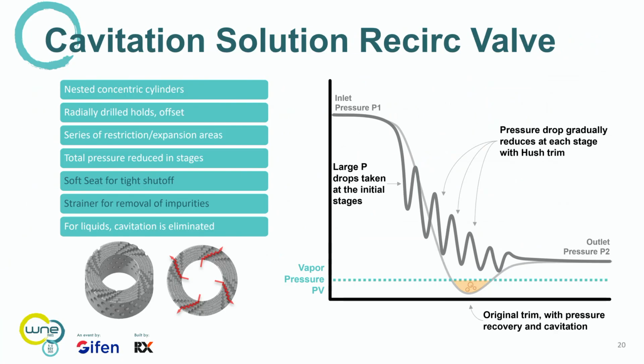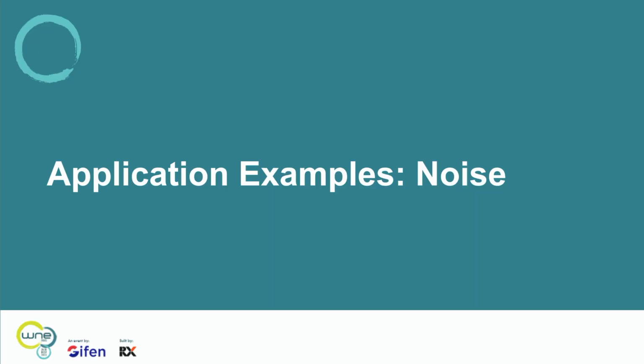Okay. So again, we provided a nested cylinder cage, that tight shutoff, the soft seat for the tight shutoff, the strainer to remove impurities, and solved the problem for a customer. These are all things you should be considering on new applications, on upgrades. Are you using the right valve for the right application?